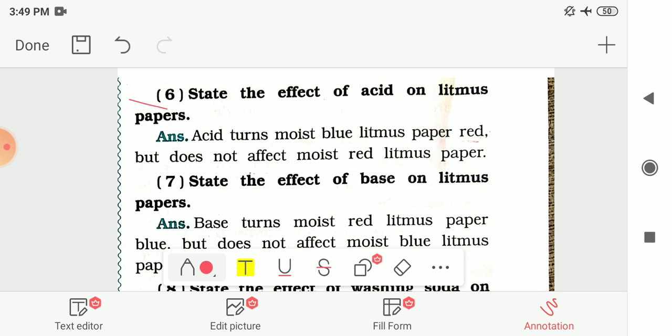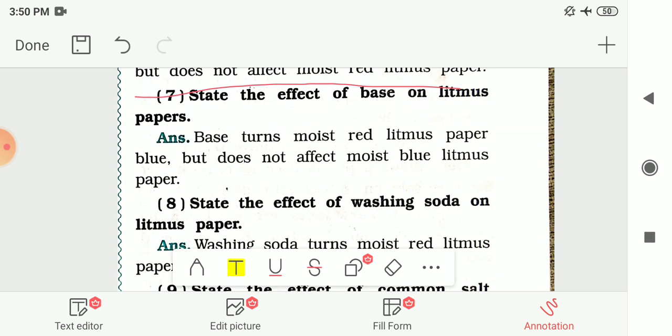State the effect of acid on litmus paper. Acid turns moist blue litmus paper into red, but it does not affect the moist red litmus paper. How you can remember that, we had already seen in the previous video, the short key to remember how acid or base react on the litmus paper. So acid turns blue litmus paper into red, and it will not show any effect on the red litmus paper. Next is, state the effect of base on litmus paper.